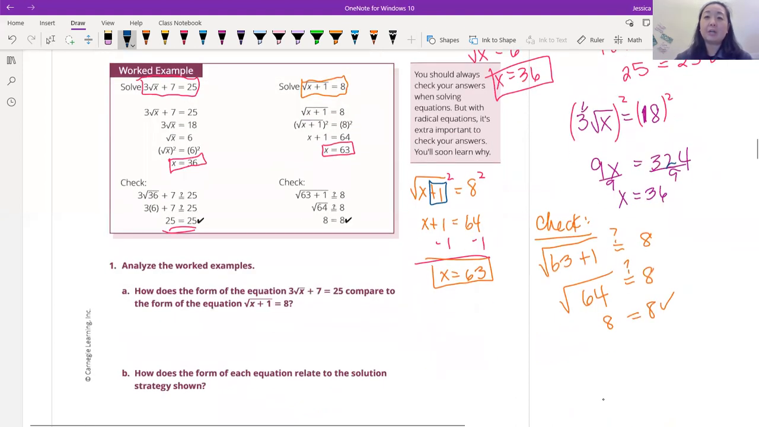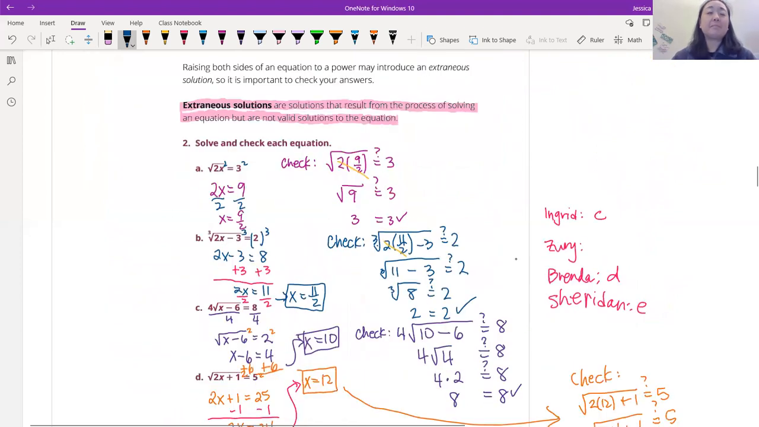And here is our check right here. We just plug that 63 back into x, and we get 63 plus 1, which is 64. And then we know that the square root of 64 is 8. So yes, 8 is equal to 8. Happy days. All right, moving on.